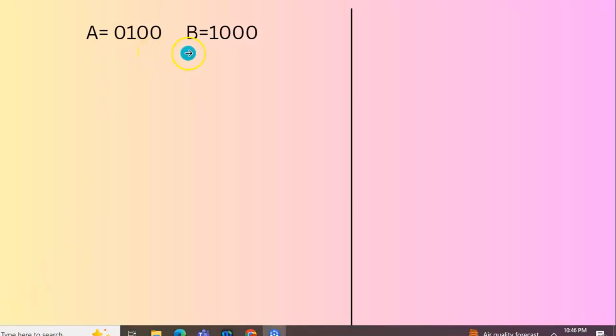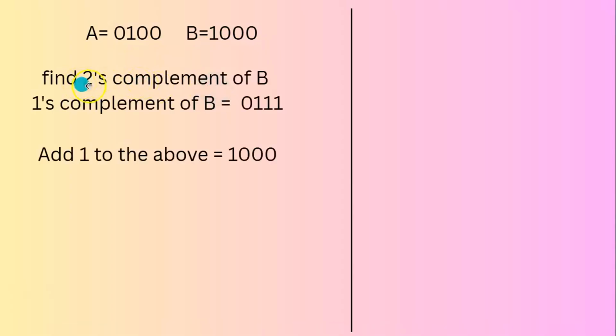Let us take another example. Binary number A is 0100. Binary number B is 1000. So first let us find the 2's complement of B, because we want to find A minus B. For that we find the 1's complement of B, that is 0111, and add 1 to this 1's complement. So you will get 1000.